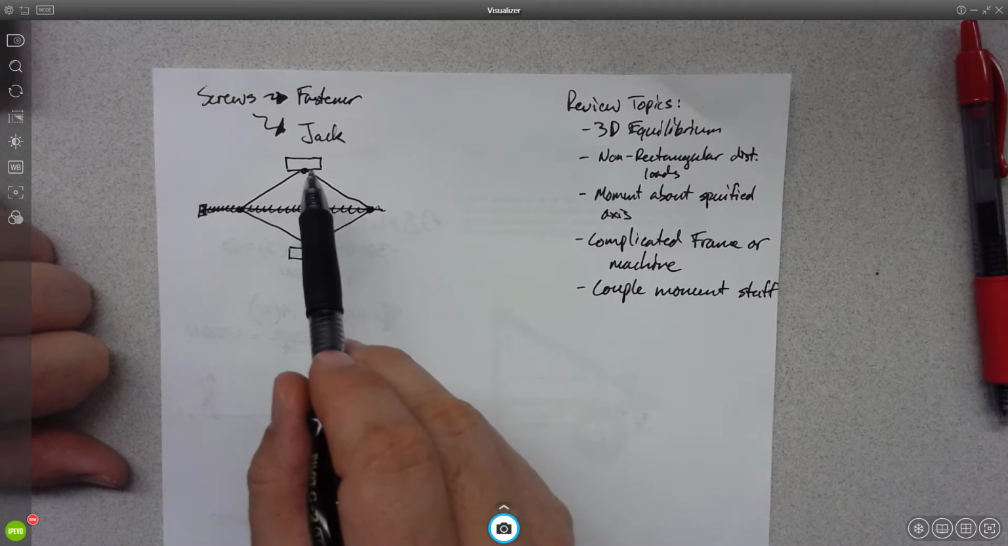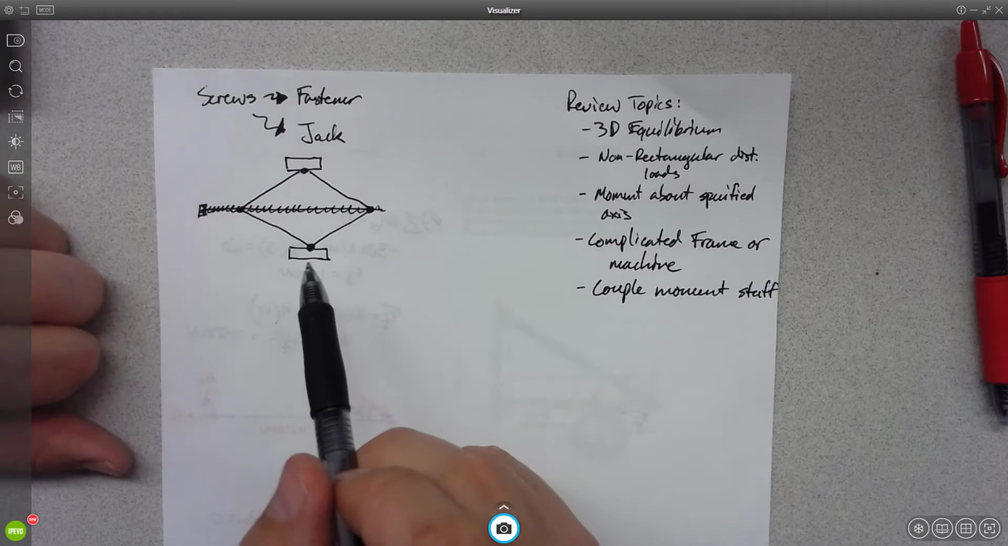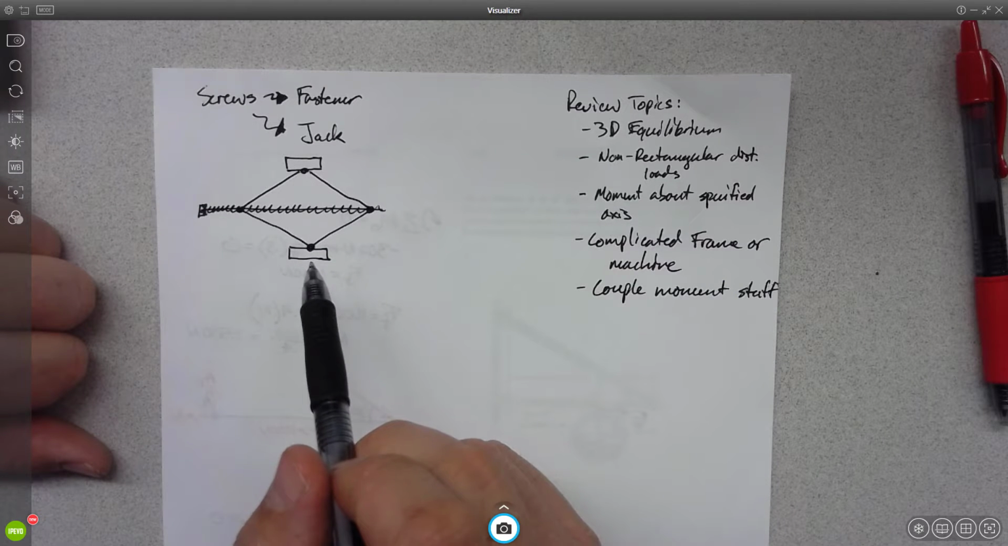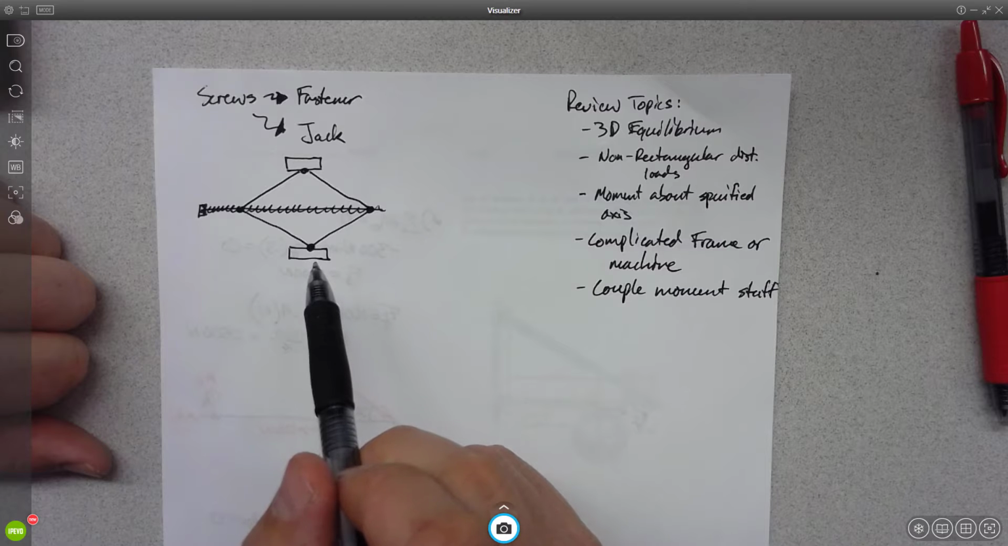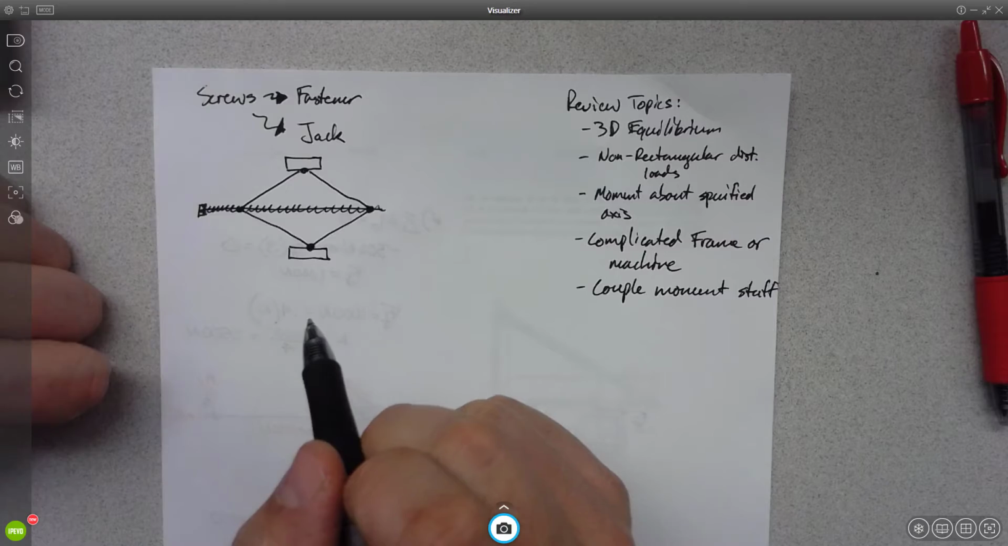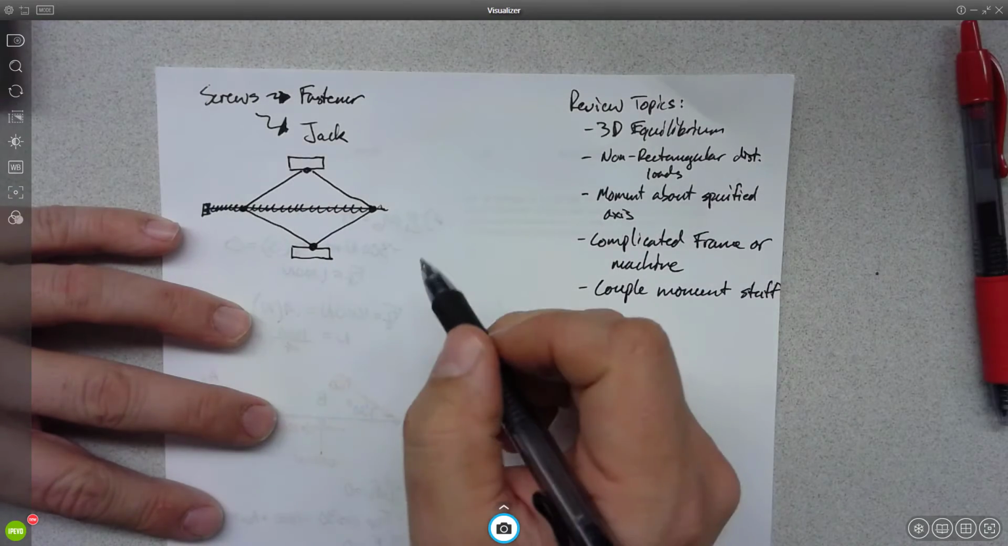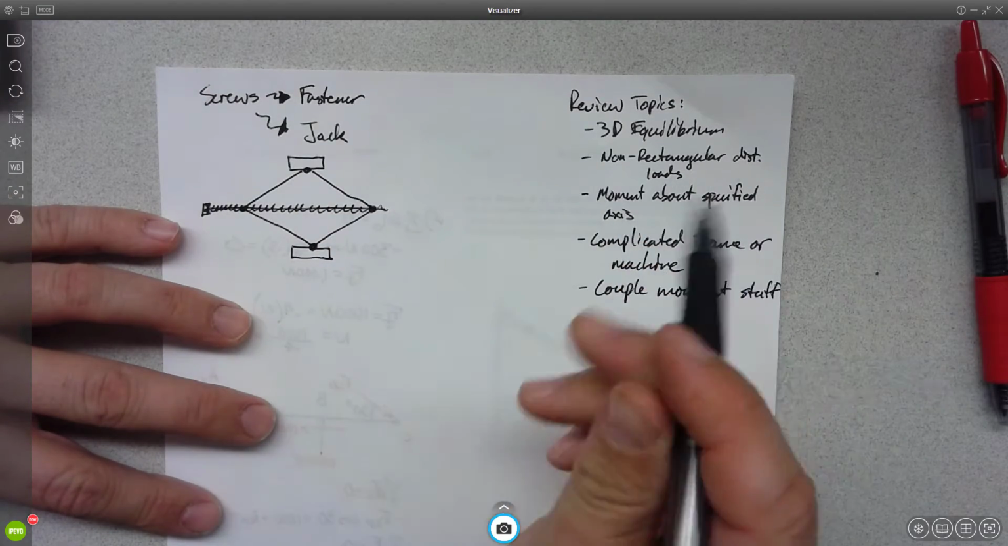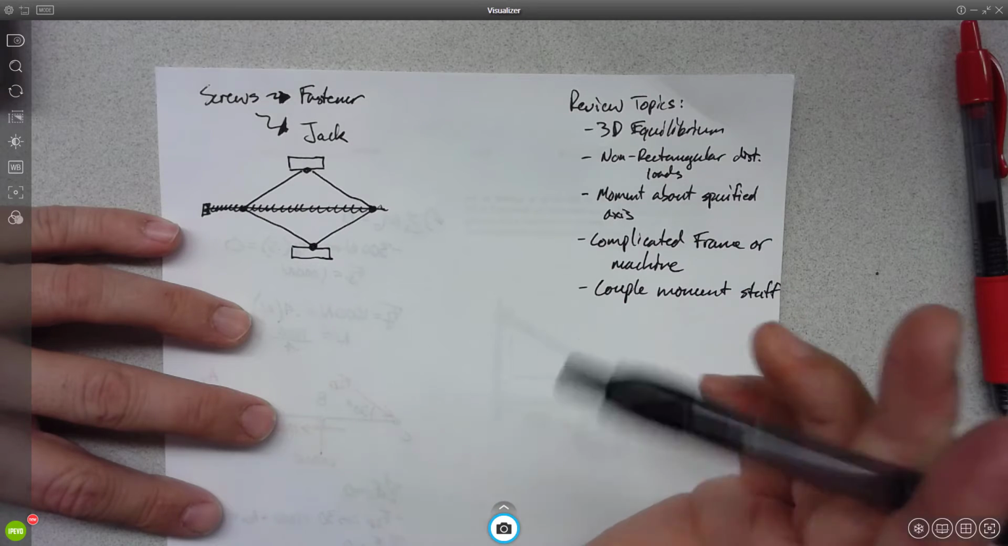But how come when you jack it up, it doesn't fall down? Because the threads are holding it? Is that what you said? Friction! Ding, ding, ding, ding, ding, ding. Exactly. Friction.